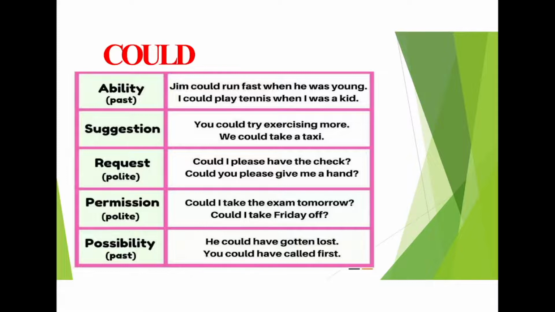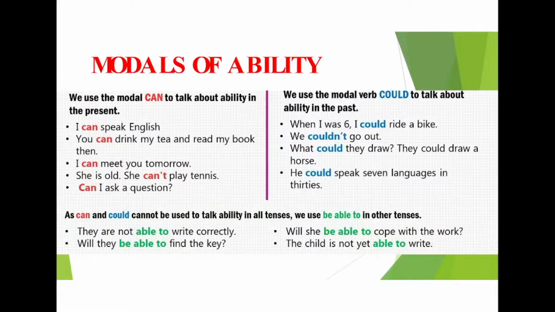He could have gotten lost. You could have called first. So that is when you want to talk about a certain possibility of a past event. Okay? Okay, next let us try and understand the difference between modals of ability when we talk about can or could. Basically, can is used when you want to talk about ability in present times, and could is used when you want to talk about ability in the past.